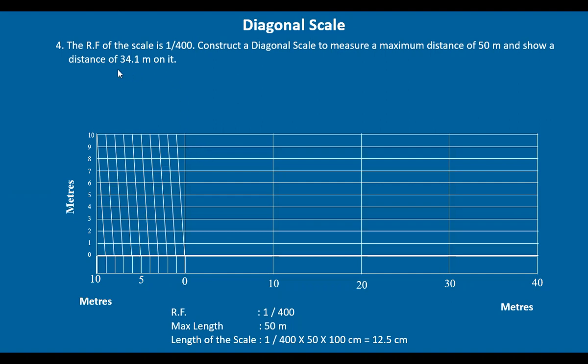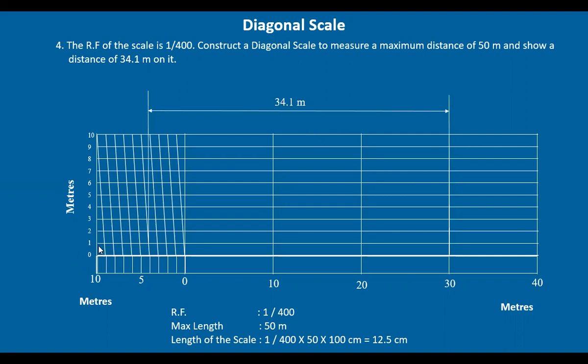Now let's get 34.1. This side, you get 30 units, 30 meters, 30, okay? And 4, 1, 2, 3, 4, 4 here, okay? 4, 34, 0.1, that is here, 0.1. So this length here indicates 34.1 meters. So we are able to show the given length.